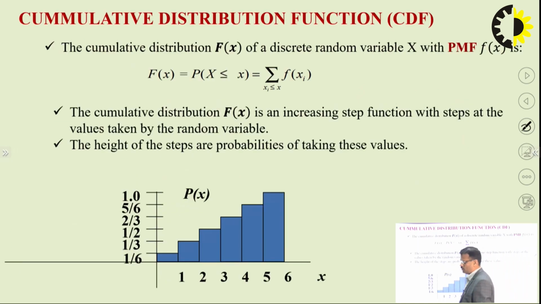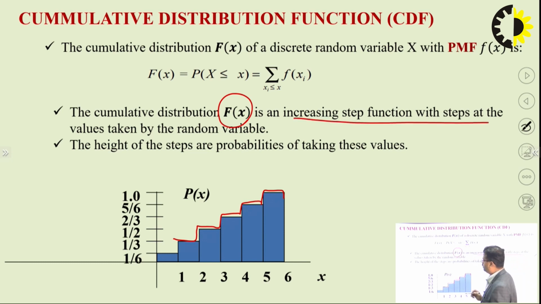Now, next is CDF. CDF means cumulative distribution function. Cumulative means what? In increasing steps, you have the probability distribution. So, that is our CDF. It is always represented by capital F of x. PDF is represented by the small f x, but your CDF is always represented by the capital F x. It is an increasing step function with steps at the values taken by the random variable. 1 plus 2 plus 3 plus 2, 5 plus 2, 7. So, that is our CDF.